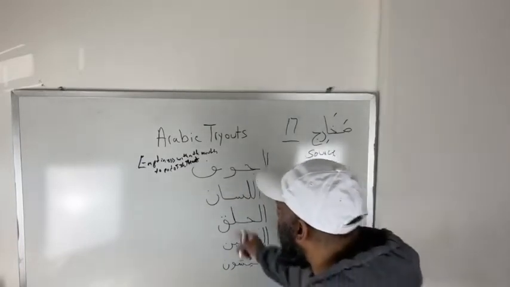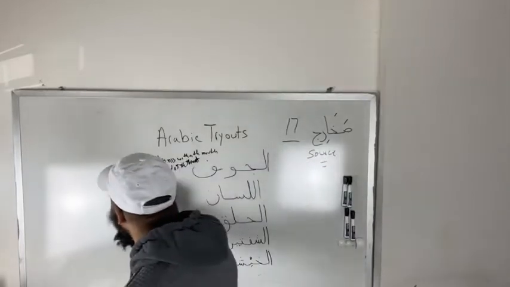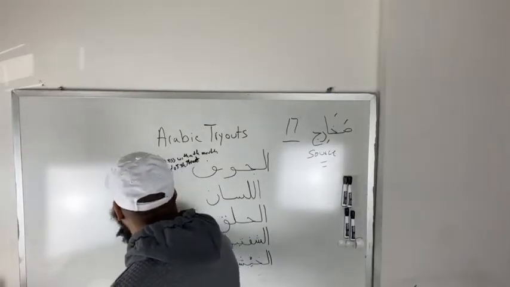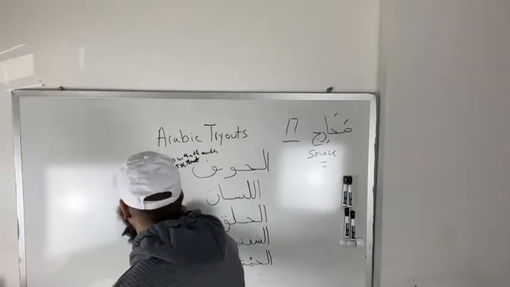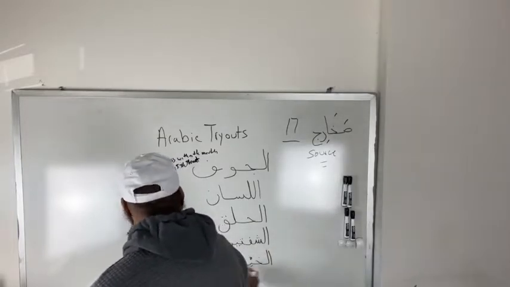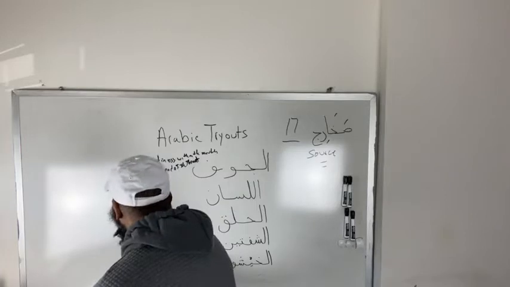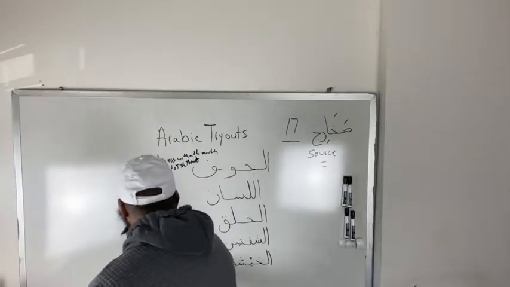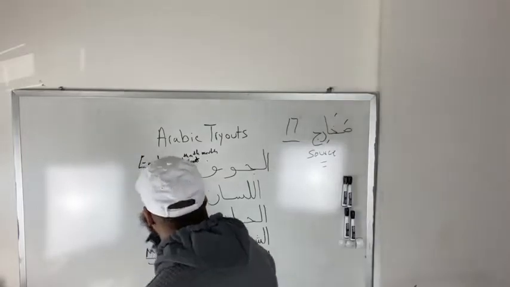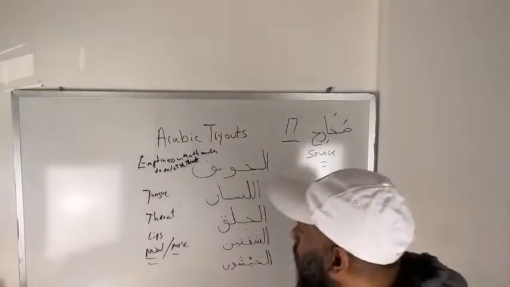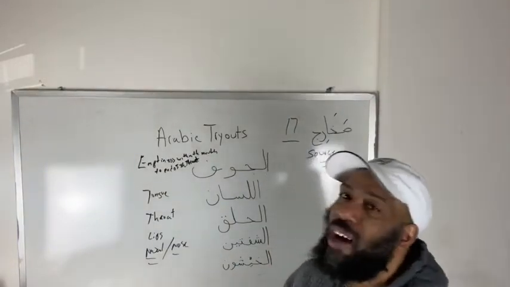So, lisan is tongue. Al-halq is throat. Al-shafatain, lips. Al-khayshum, they say nasal passage, nose. Al-anf. Okay, the 17 points of articulation are spread out in these 5 main ones.